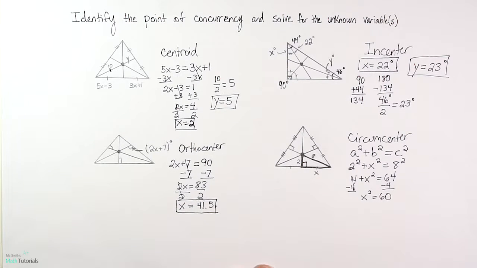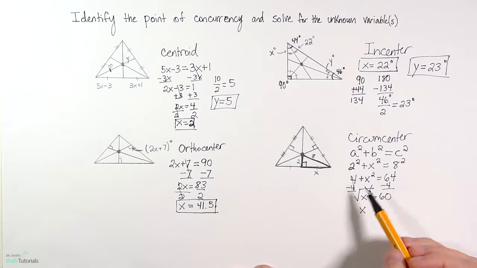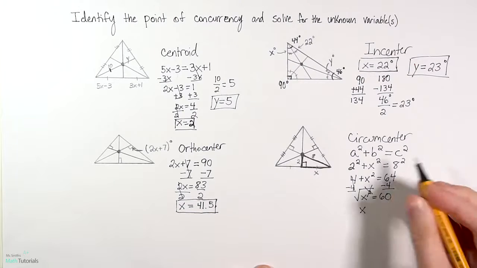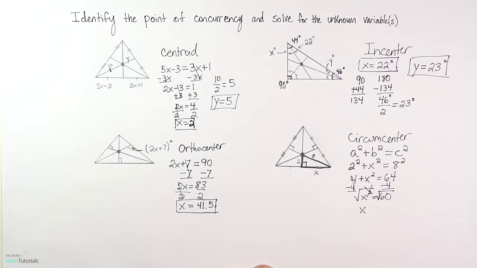And then remember, they don't want to know x squared, they want to know x. So I've got to get rid of that little square. And hopefully you're thinking, well, how do I get rid of that little square? I take the square root. And when I do that, the square root and the little 2 cancel each other out. So all you have left is x. But if we do that to one side, you have to take the square root of the other side too. So square root of 60.